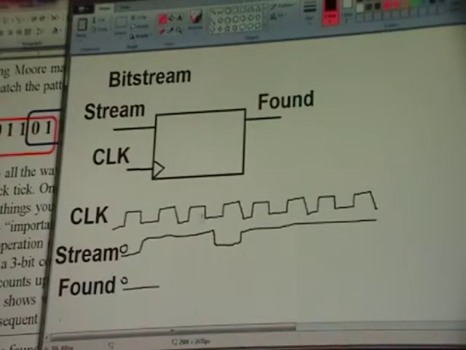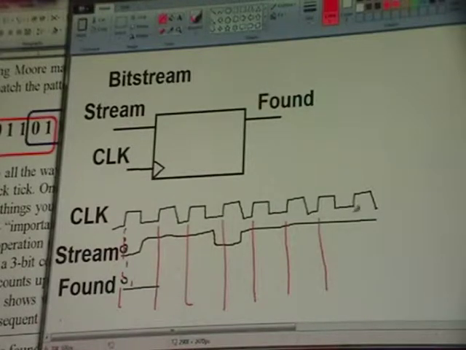Okay, and then what I want for this one, this is a Moore machine. So even if it finds the pattern, it can only find the pattern on a clock edge. So let's see. Here's the first clock edge. Should we do that in red? Here's the first clock edge. It hasn't seen the pattern yet. Here's another clock edge, and another, and another.